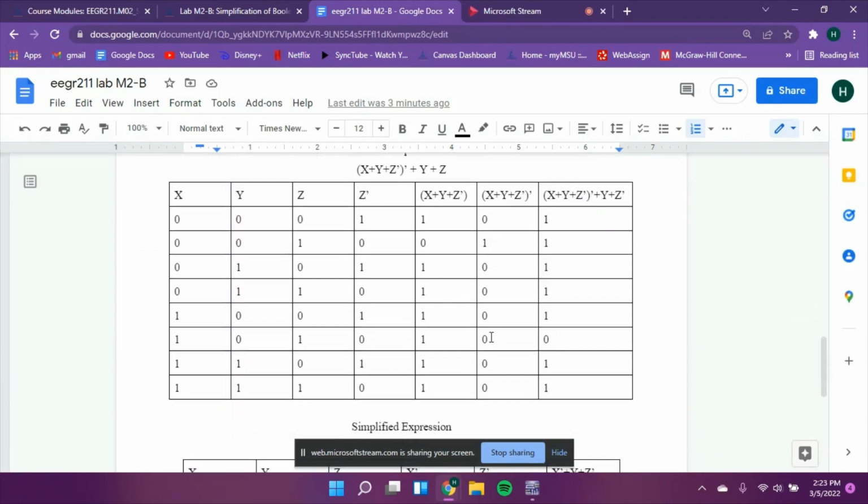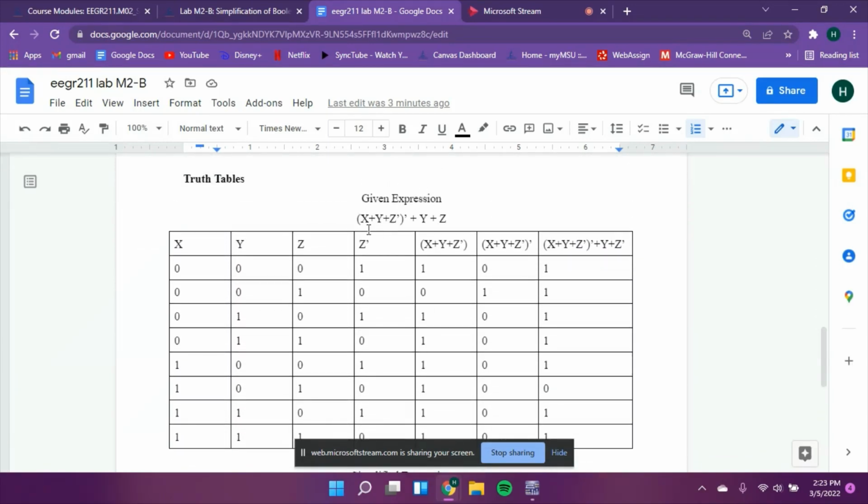For the truth tables, I have the given expression, which was x plus y plus z prime, or z naught, all inversed, plus y plus z prime.